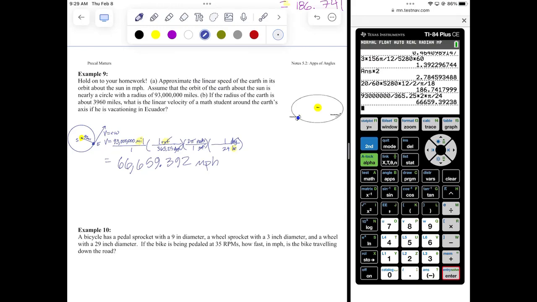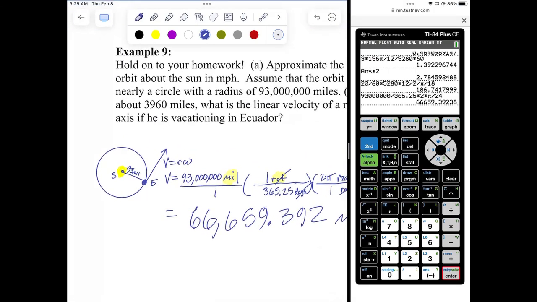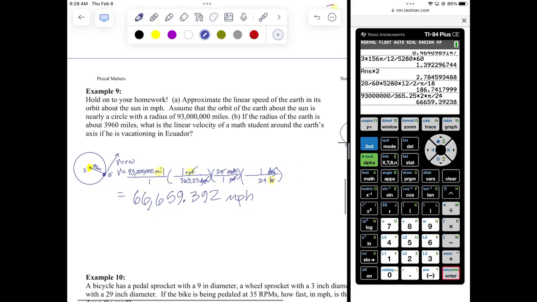We're already speeding, right? We're already going. Do y'all feel that? We're going 66,000 miles an hour right now through space. But wait, that's not it, because this is a ride like no other. Because as we're going around the sun, what else is happening?